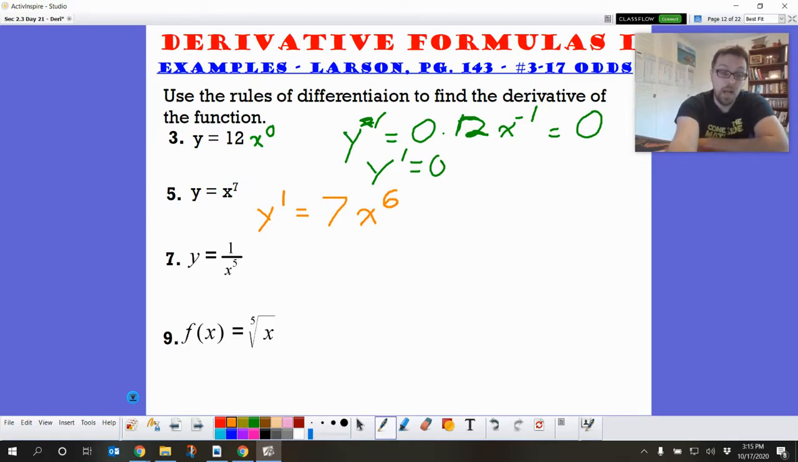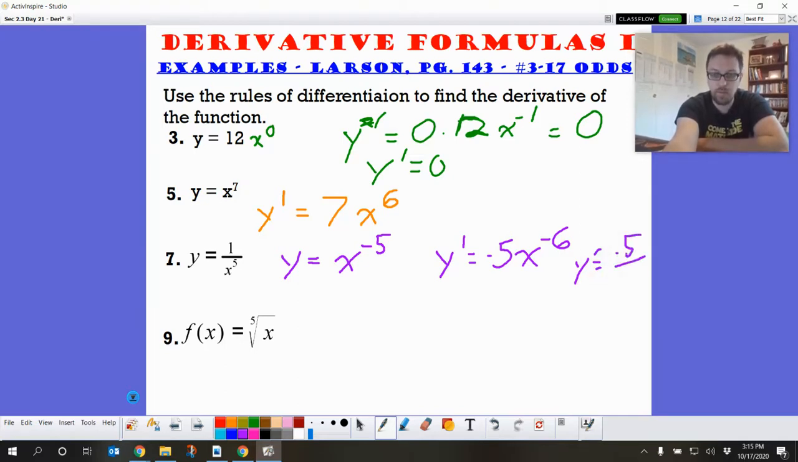Ta-da! It gets a little goofy if you've got fractions, though. So what I like to do is rewrite this first. So y is really x to the negative 5. So I can write it a little bit more simply. Then it's a lot more clear. So y prime equals negative 5 x to the negative 6. You could write that back in a nicer form because we don't like to leave negative exponents. We get negative 5 over x to the 6th.